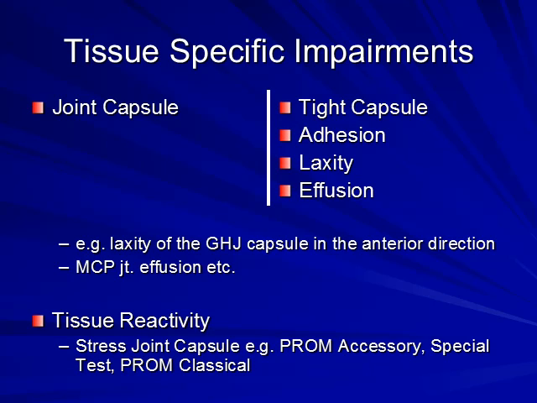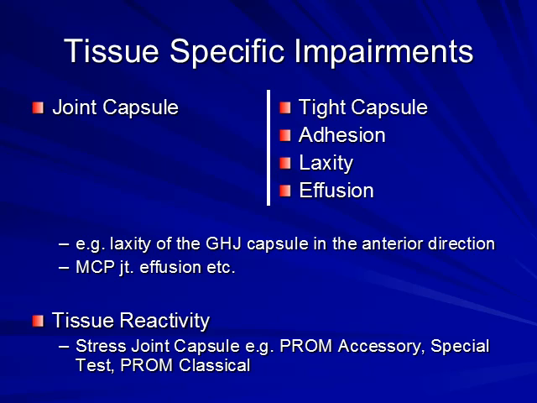Now, what would be the best step for getting tissue reactivity? Well, what would stress the joint capsule the most? Well, my first choice is usually going to be passive range of motion, but sometimes there will be a special test that fits really well in that category. Really well. I'll give you an example.